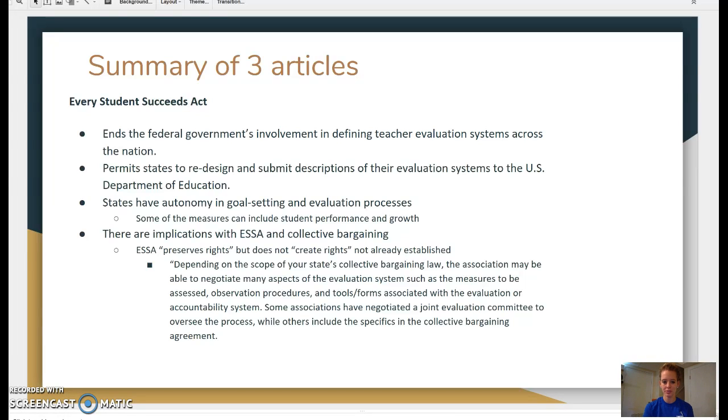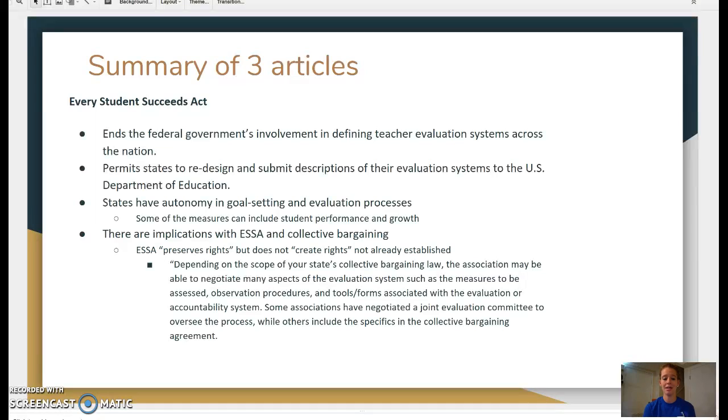The first one would be the Every Student Succeeds Act article, and this one gave a brief overview of what this act entails, and basically it ended the federal government's involvement in defining teacher evaluation systems across the nation, and it allows states to redesign and resubmit descriptions of their evaluations to the Department of Education based on values or what their state deems as needed in teacher evaluations. Basically, states now have the autonomy with goal setting and how they conduct their evaluation processes, and some of the measures included in those evaluation processes for teachers can include student growth and performance measures.